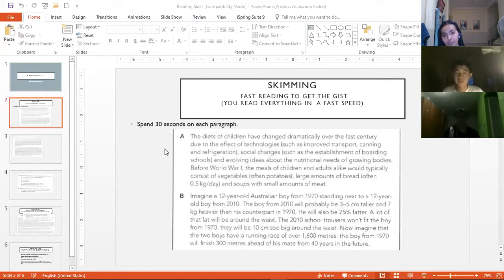To read quickly, and the goal is to understand the main idea of it. Very good. So read quickly, and the goal is to know the main idea of the text. Okay, so we have a short practice right here. We've got two paragraphs. You only have 1 minute.